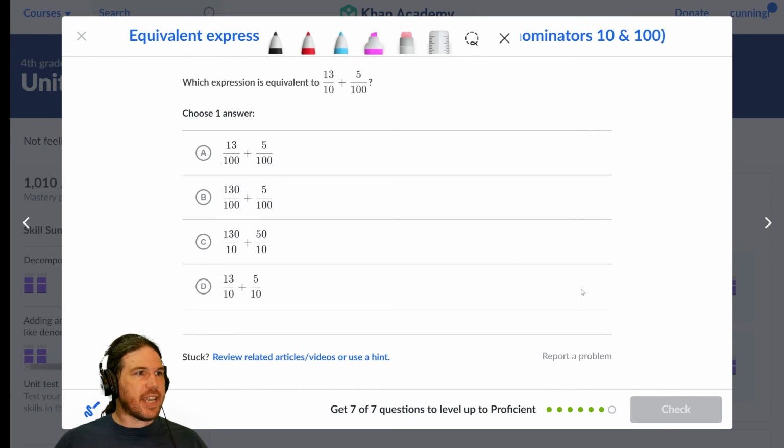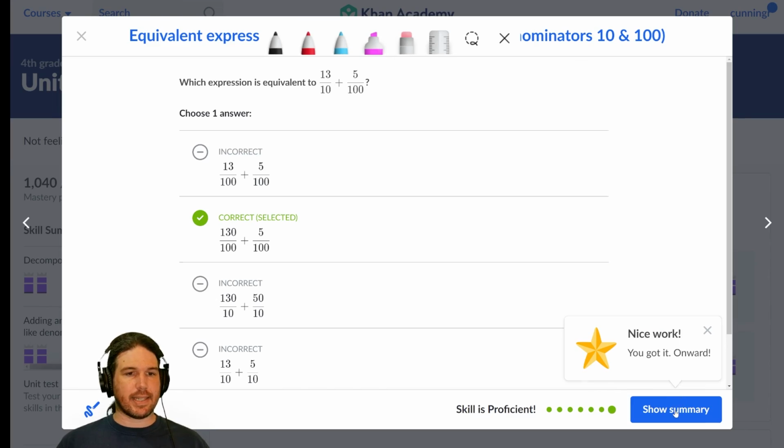Finally, 13 over 10 is the same thing as 130 over 100 plus 5 over 100. Boom, and that's that.